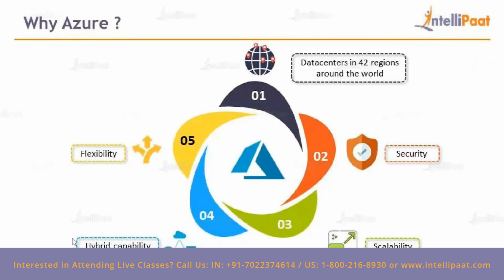Next is your hybrid capability. Now, this is a very important feature, because any organization cannot move its entire set of data in one day from on premises to the cloud. So it is a gradual process. Some of your data is on premises and some data is on the cloud. Your on-premises data is called a private cloud, because it is completely managed by the organization. Any person over the internet cannot access that.